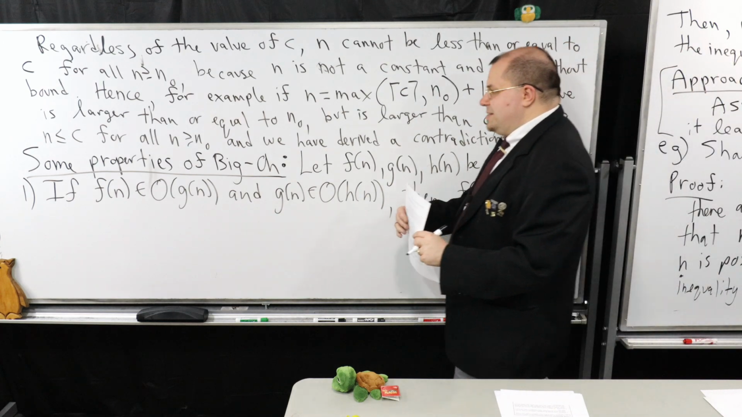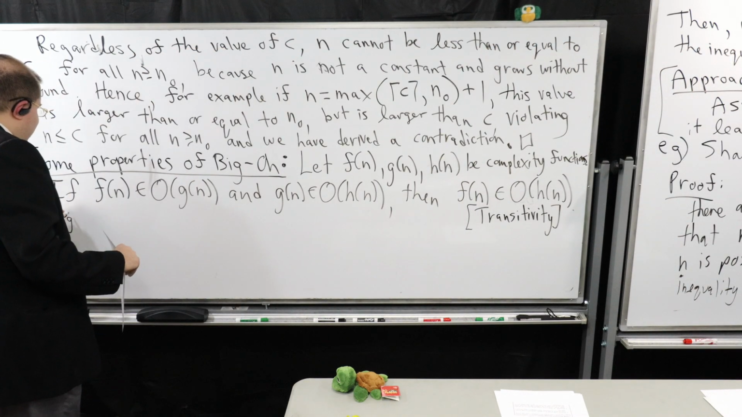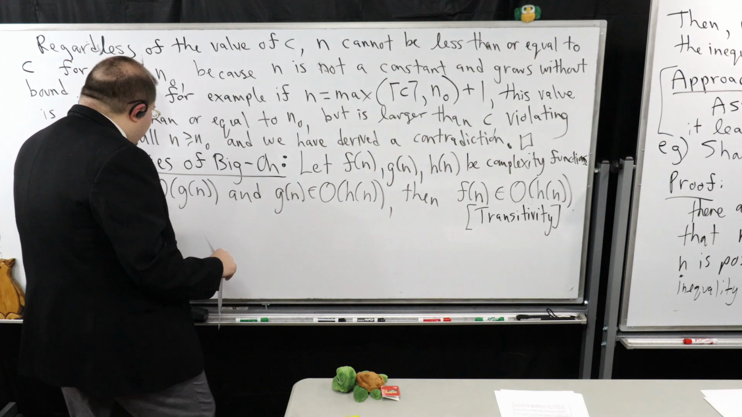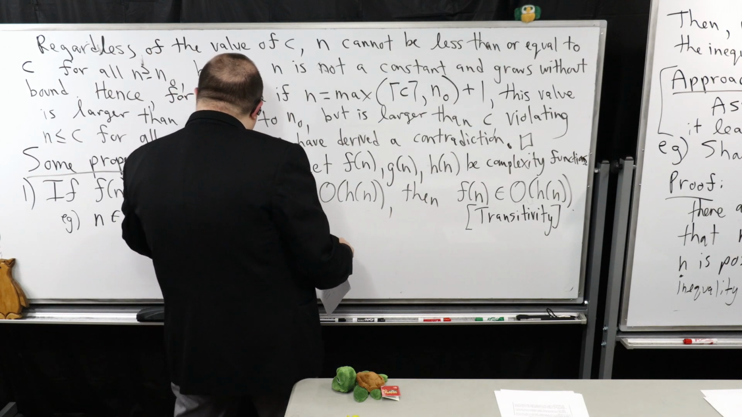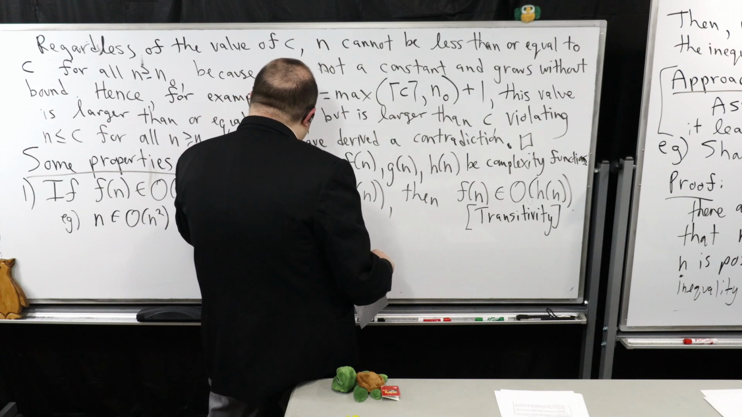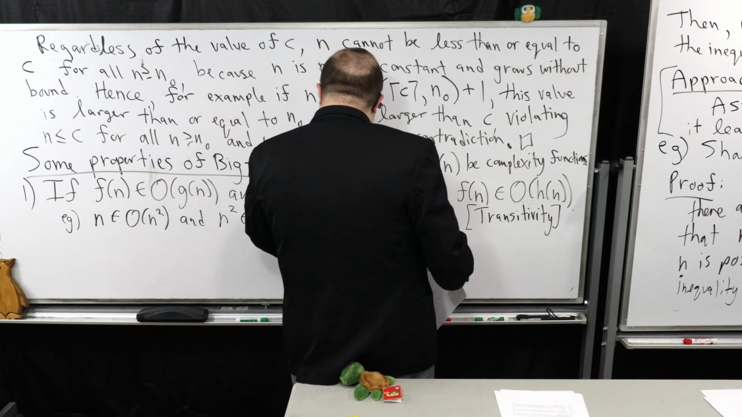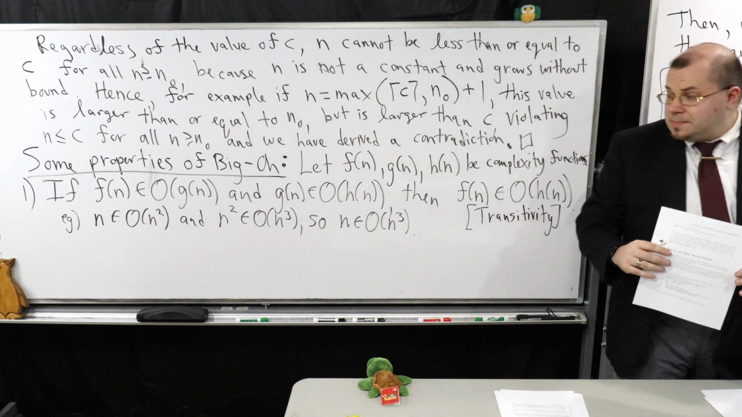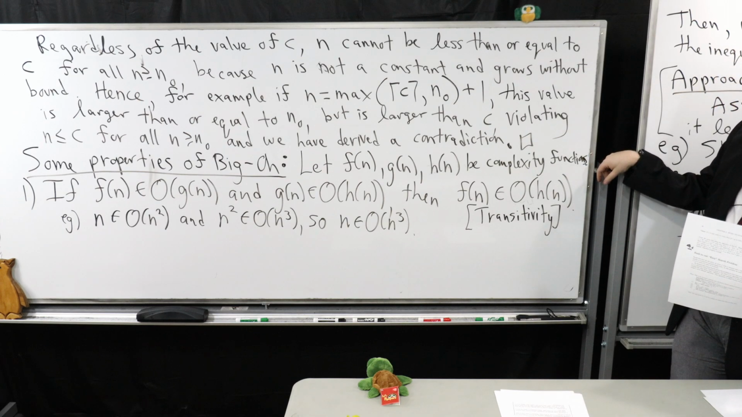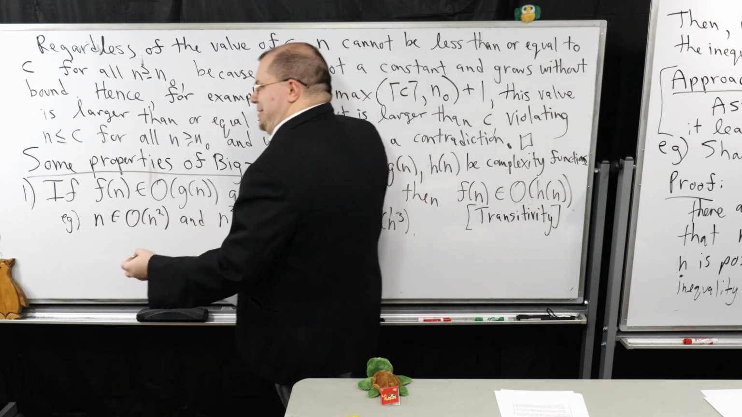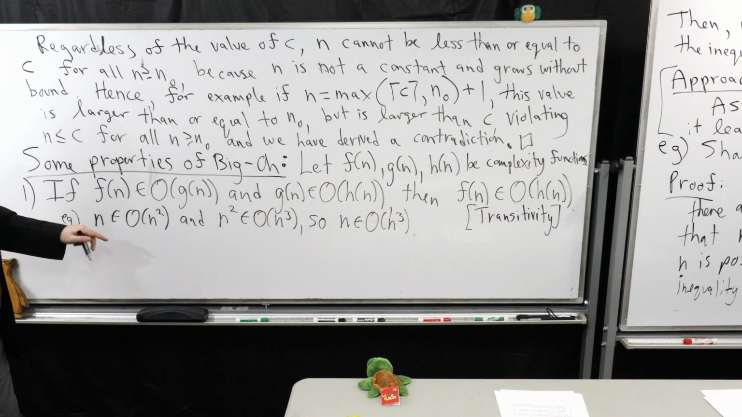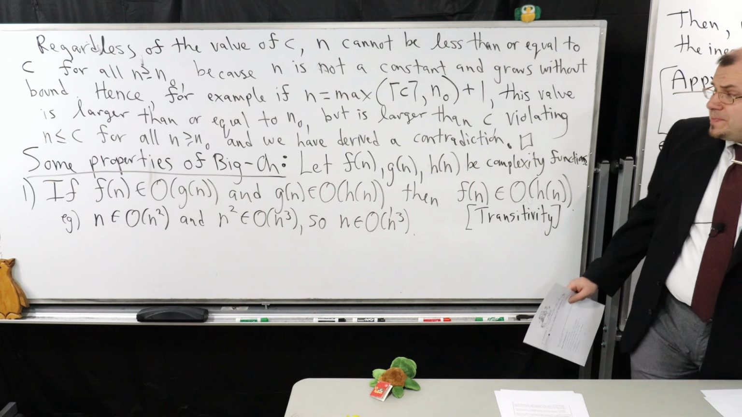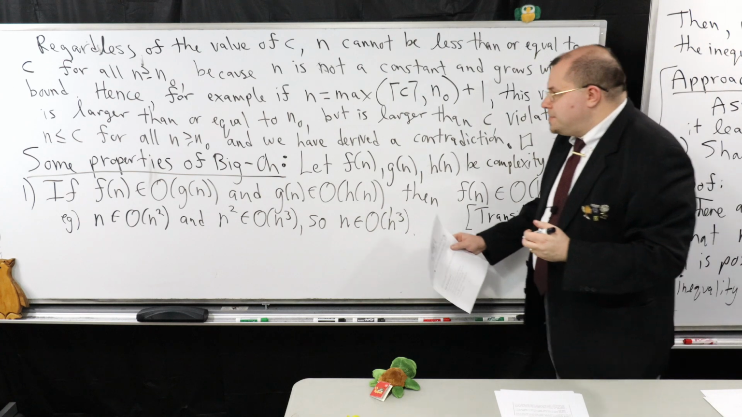Just as an example of this being applied, I could tell you that n is big O of n squared, and n squared is big O of n cubed. So n is big O of n cubed. This is directly from the transitive property. So you cut out the middleman in this whole thing, and you can go right from f all the way to h. So that's one very useful property.